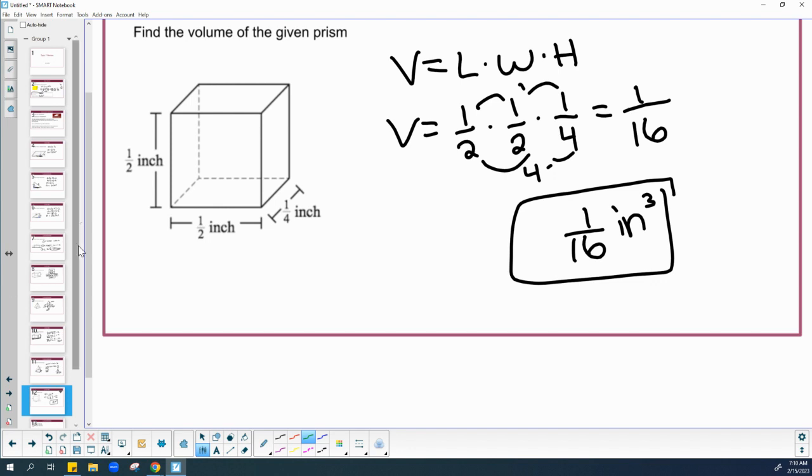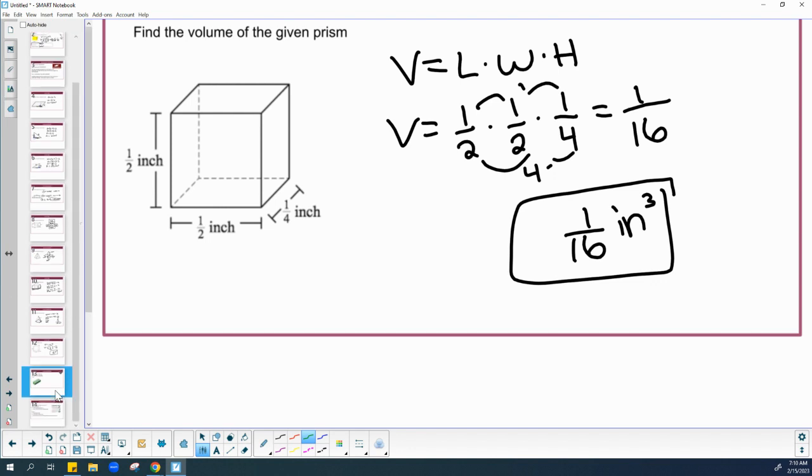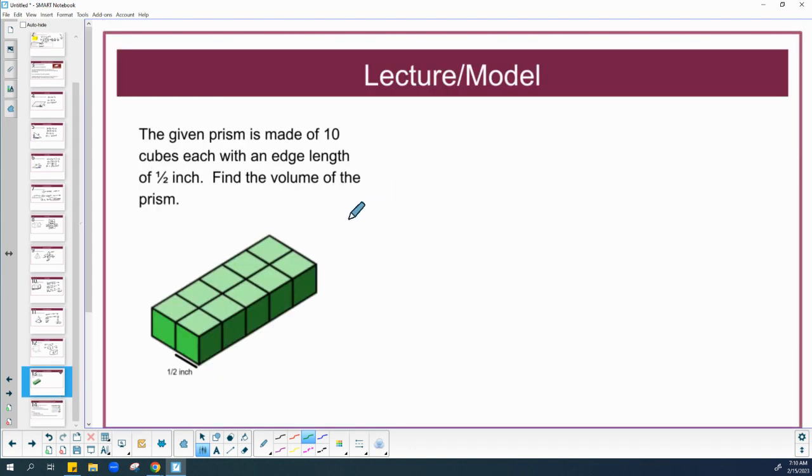All right, last but not least. This prism is made of 10 cubes each with an edge length of 1/2 inch. Find the volume of the prism. So what we're going to do is find the volume of 1 cube, and then multiply that by 10 cubes, because we can find the volume of 1 cube with the edge length and then multiply that by the 10 cubes.